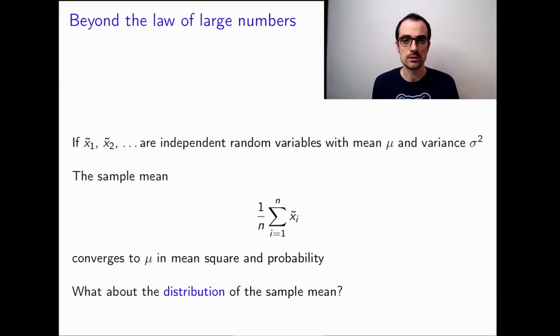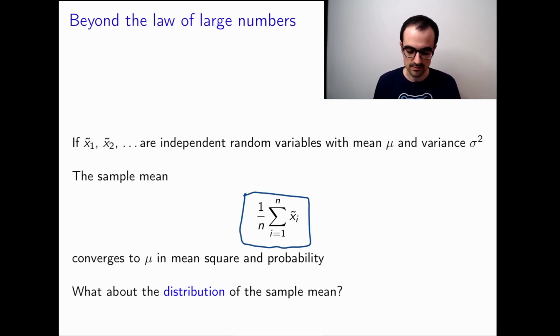Before, we talked about the law of large numbers, which establishes that if we have independent random variables with mean mu and variance sigma squared, then the sample mean, which is just the average of n such random variables, is going to converge to mu, which is the mean of the distribution, in mean squared and in probability. But we didn't talk about what the distribution of the random mean is. And notice that the random mean is a sum of n random variables, so it is a random variable itself. We studied its mean and its variance, but we didn't talk about its distribution.